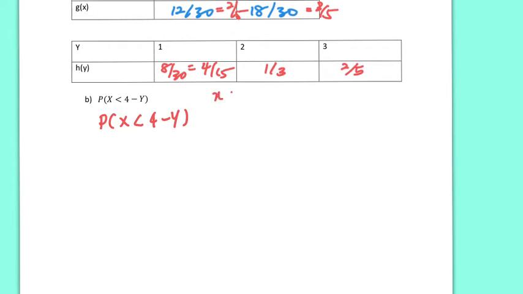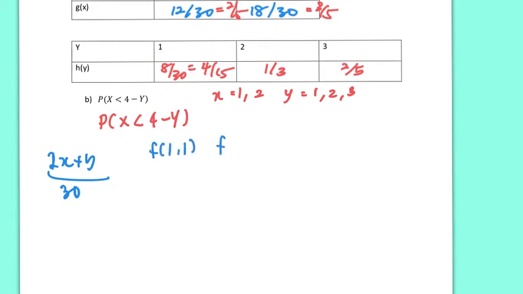So we have x equals 1, 2 and y equals 1, 2, 3. So the equation is actually (2x plus y) over 30, and then x should be less than 4 minus y. First you need to try, okay, let's say when x equals 1, y equals 1. When x equals 1, y equals 2. When x equals 1, y equals 3.